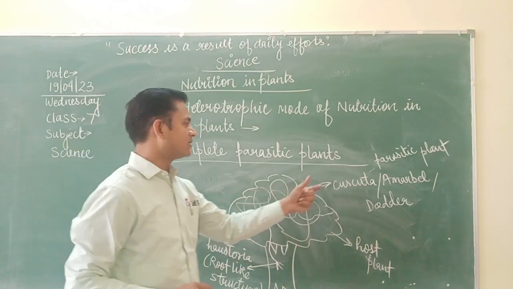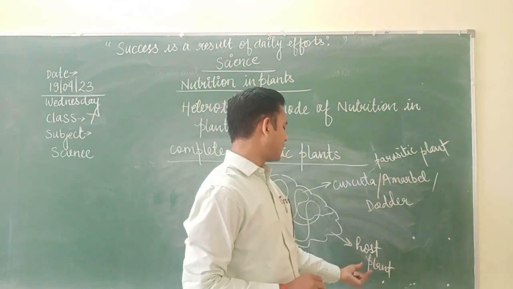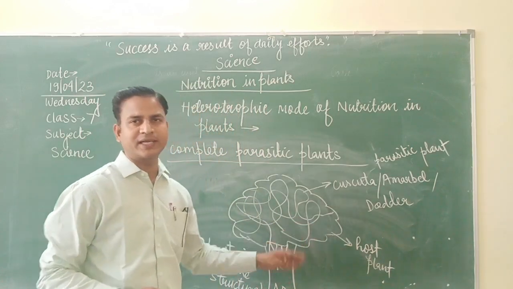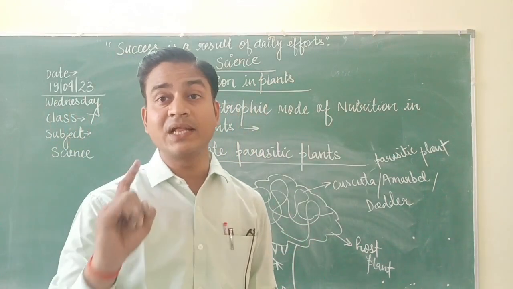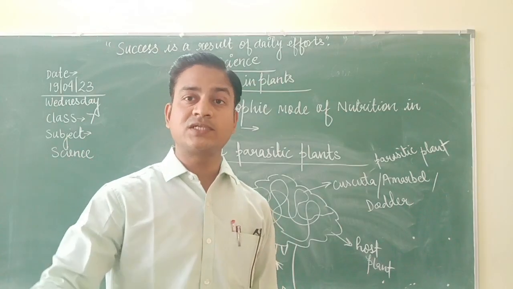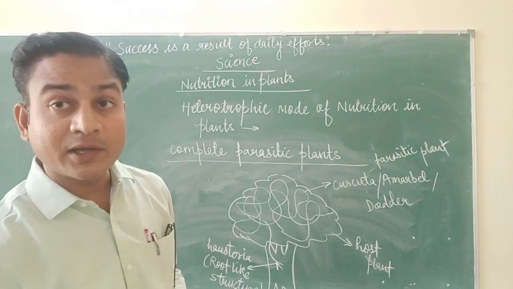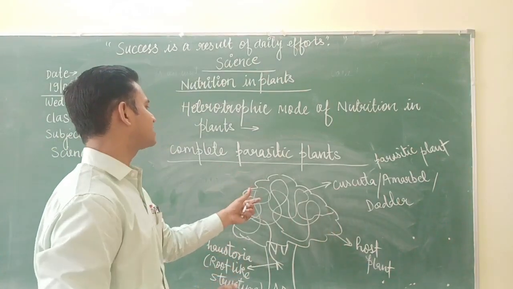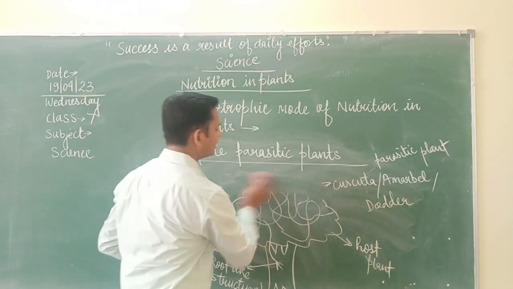Okay, so Cuscuta is the parasitic plant, and this host plant can be any tree. The host plant or the host tree can be any tree. It can be the neem tree, babool tree, any tree on which the Amarbale can be present. I hope this topic is clear to you, children. That is, the complete parasitic plants are understood by you.